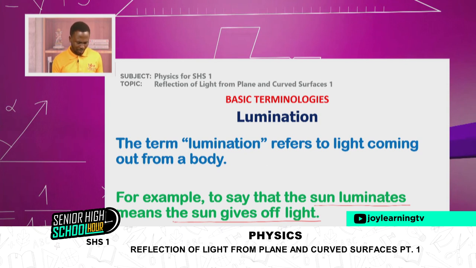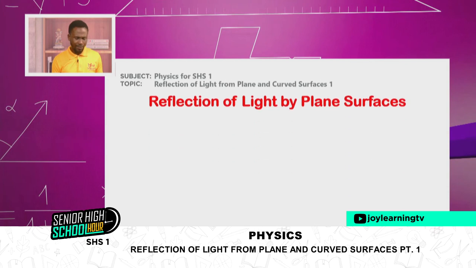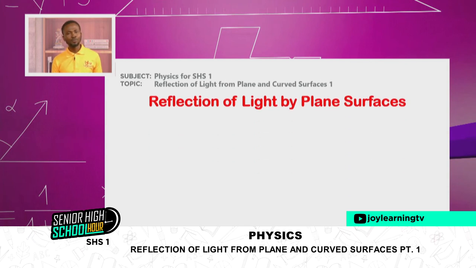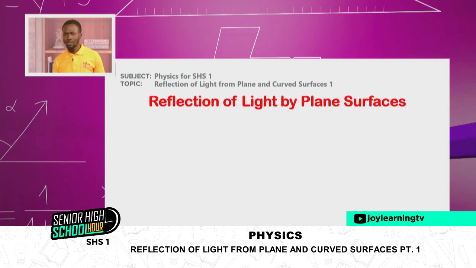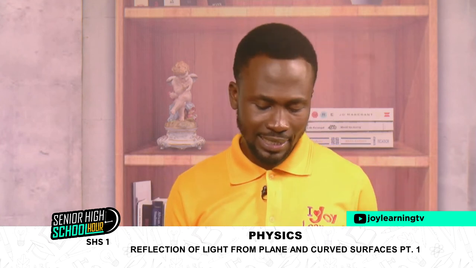We've gone through quite a number of terminologies, and I think that you should be able to pick at least 3-4 of these terms and their definitions, and also get about 2-3 examples of each of them. Transparent bodies, translucent bodies, opaque bodies, right? Luminous bodies, non-luminous bodies. So get the definitions of at least 3 of them. Then get examples. That will help you as you learn reflection of light from plane and curved surfaces.